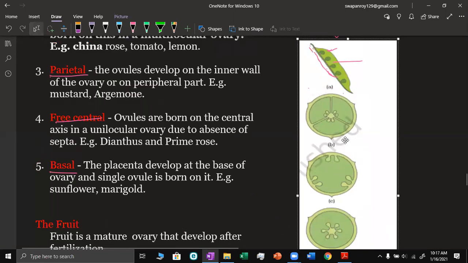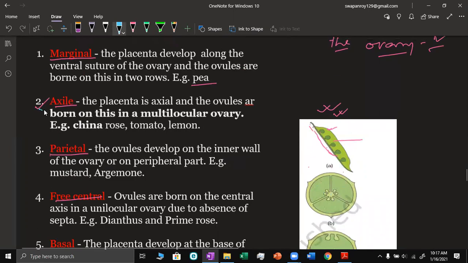You can see carefully the ovules are attached at the central axis, but there is a partition for each carpel and chambers are there. So it is syncarpous and multilocular ovary in which the ovules are attached at the central axis. So this is called the axile placentation. It is in China rose, tomato, lemons, etc.